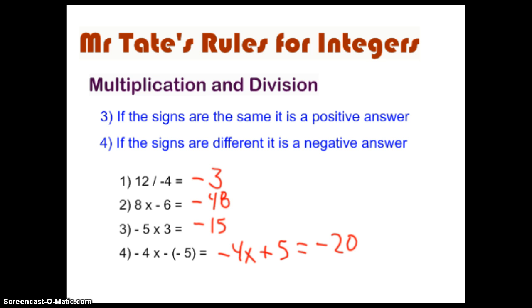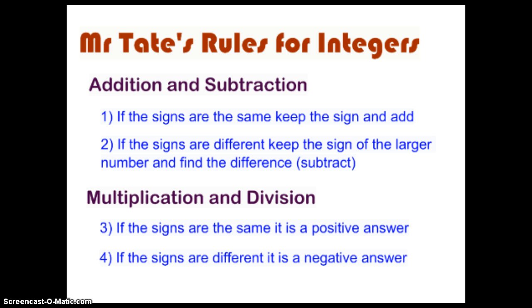Okay, I have some practice problems now for everyone. Kind of help everybody, but first I'll just review these rules. Let's look at addition and subtraction. Number 1, if the signs are the same, keep the sign and add. Number 2, if the signs are different, keep the sign of the larger number and find the difference. For multiplication and division, pretty straightforward. If the signs are the same, it's positive. If the signs are different, it's negative.